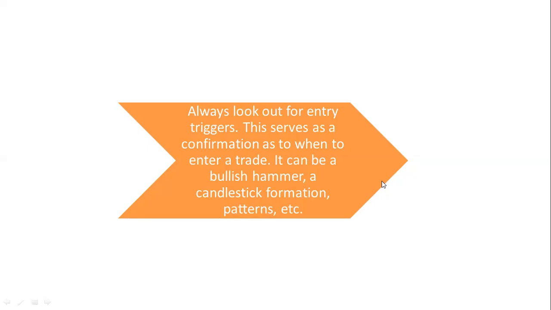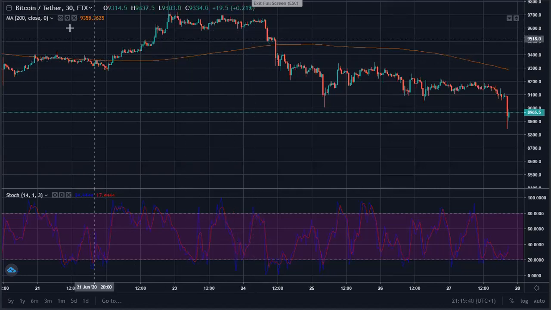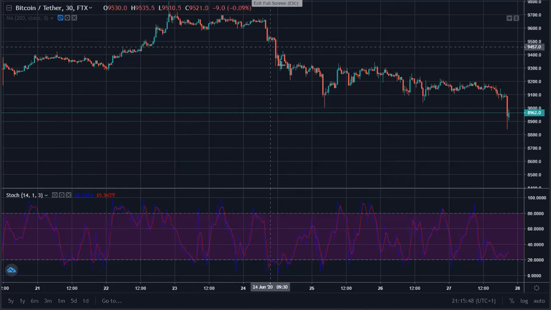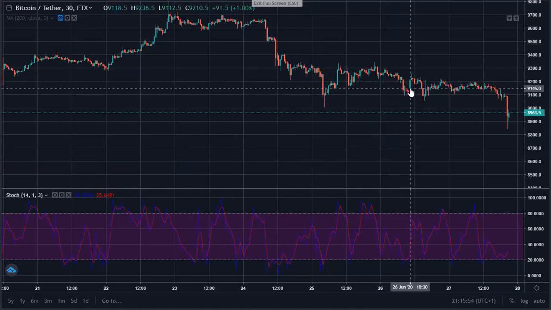Why? It takes up to 100 candlesticks to form a market structure. So if it takes up to 100 candlesticks to form a market structure, why would you allow just one candlestick formation to decide? Let me show us what I mean by that. Look at this here. Assuming there is no 200 moving average, let me just close it, let me remove it.